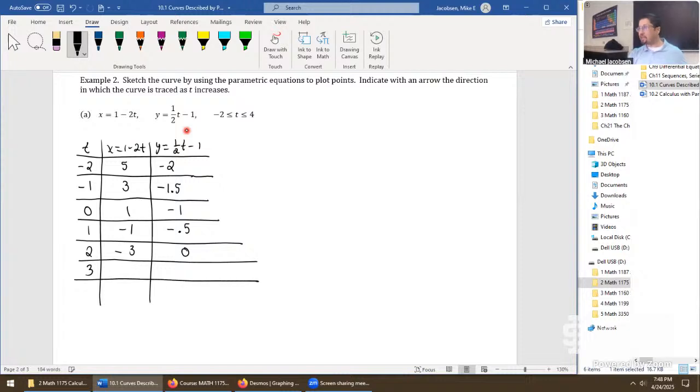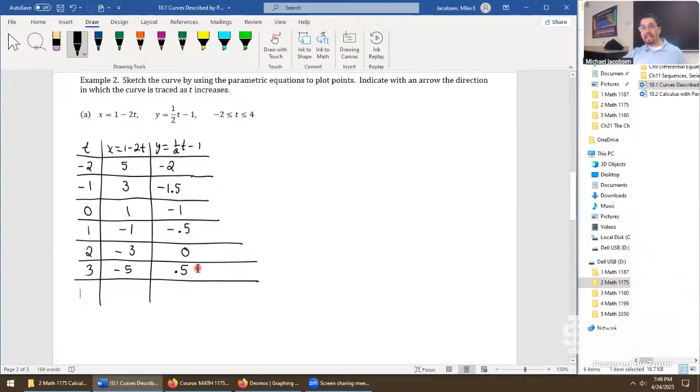Might as well put in the 3 value. It's tempting to skip to 4 on this one. At parameter value 3, we're going to get 1 minus 6, so a -5. Then this is 3/2 minus 1, so we're at a 0.5.